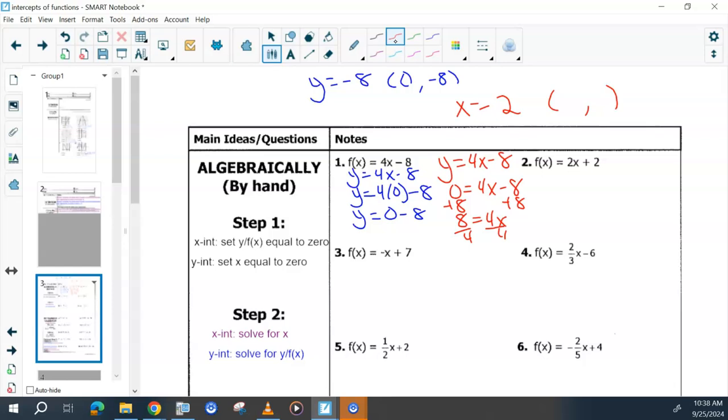Close. That would be a y-intercept, so flip it. (2, 0). X-intercepts always start with the number. Y-intercepts always end with the number. What questions do we have so far?